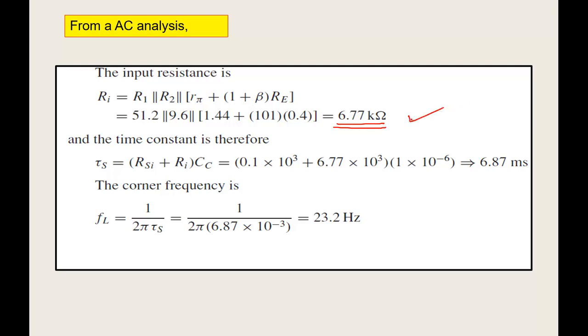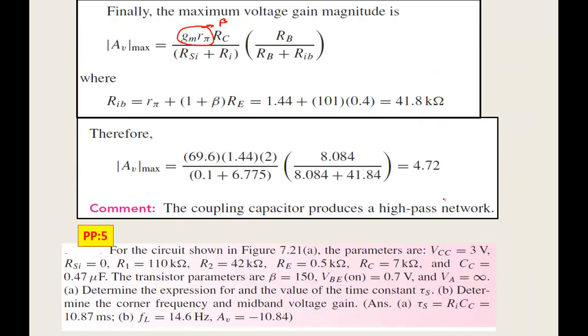Okay, so once you have done that one, then find out your FL straight away. So 1 by 2 pi. My R equivalent, this is tau S equivalent, is RS plus RI into CC. So inverse of that is basically 1 by 2 pi tau S, that is your frequency. Okay, fine. Now that's all over.